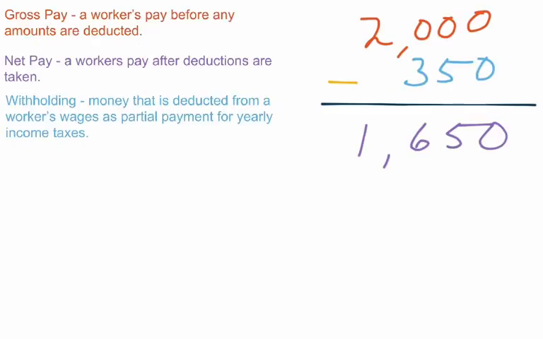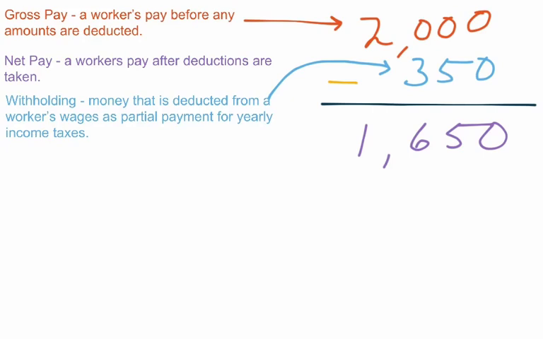So here's what this would look like. Gross pay is a worker's pay before any amount is deducted. Let's say a worker made $2,000 in a month. That would be the gross pay. The withholding is the money that's taken away, and there are a lot of different examples of withholdings, but this is just one. Let's say that $350 was deducted to go towards income tax each month.